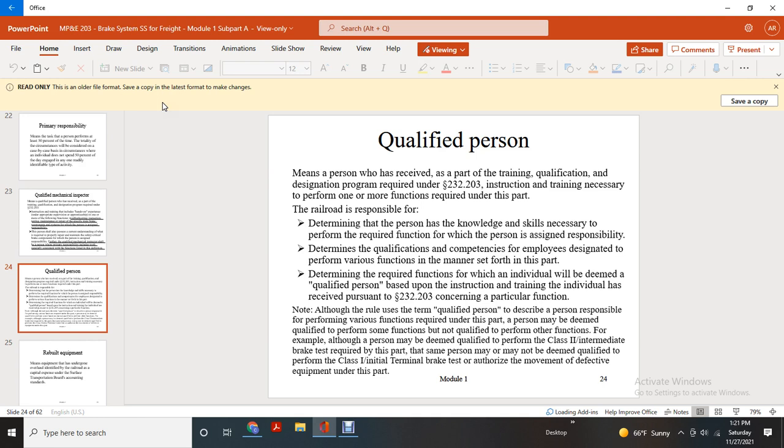Note that the rules use "qualified person" to describe the person responsible for performing the various functions required under this part. A person may be deemed qualified to perform some of the functions and not qualified to perform other functions. For example, although a person may be deemed qualified to perform the Class 2 intermediate brake test required by this part, the same person may or may not be deemed qualified to perform the Class 1 initial brake test or authorize the movement of defective equipment under this part.